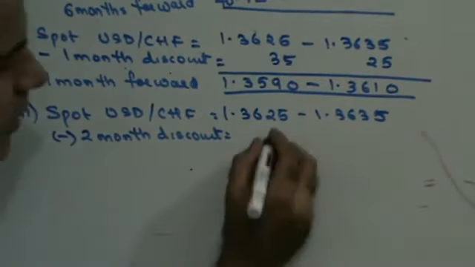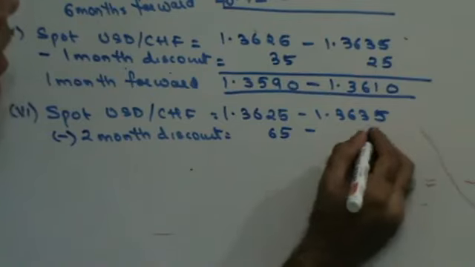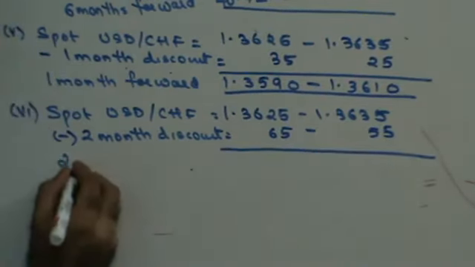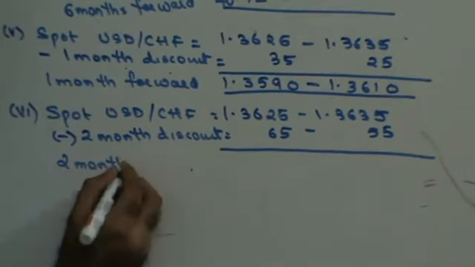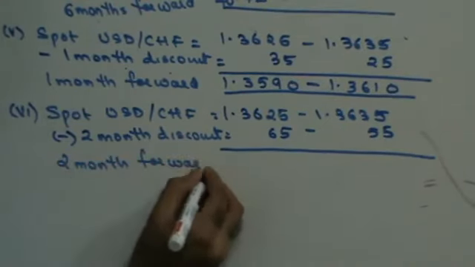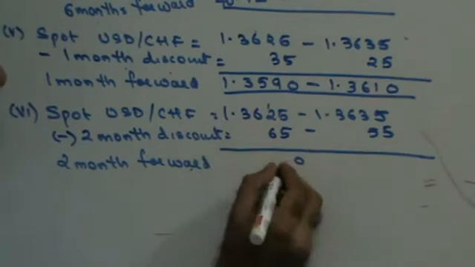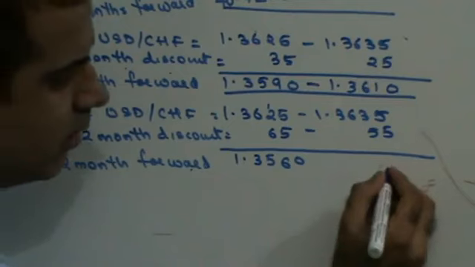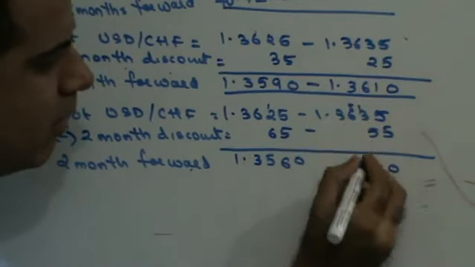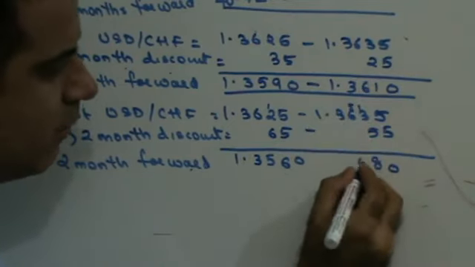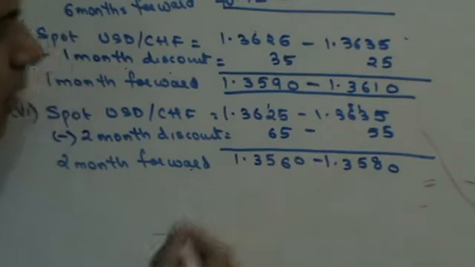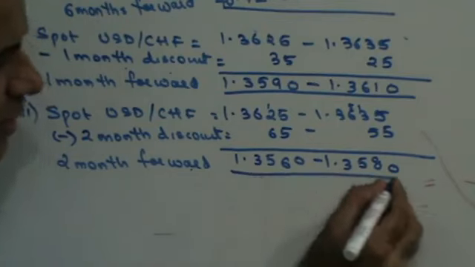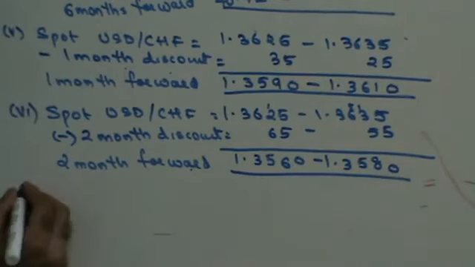2 months discount is 65 and 55. So in that case I will get 2 months forward rate 1.3531... 1.3560, 1.3580. That is going to be my 2 months forward.